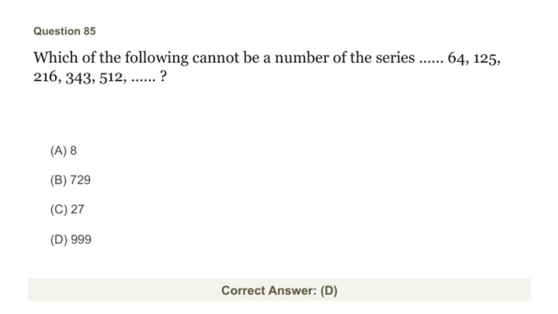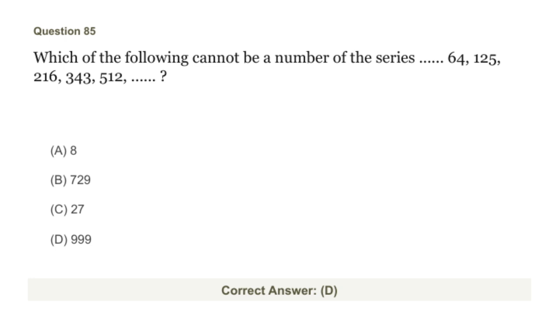These are consecutive perfect cubes starting from 4 cubed. Now the question is, which of the options provided cannot fit into this series? Let's look at the options: 8, 729, 27, and 999.